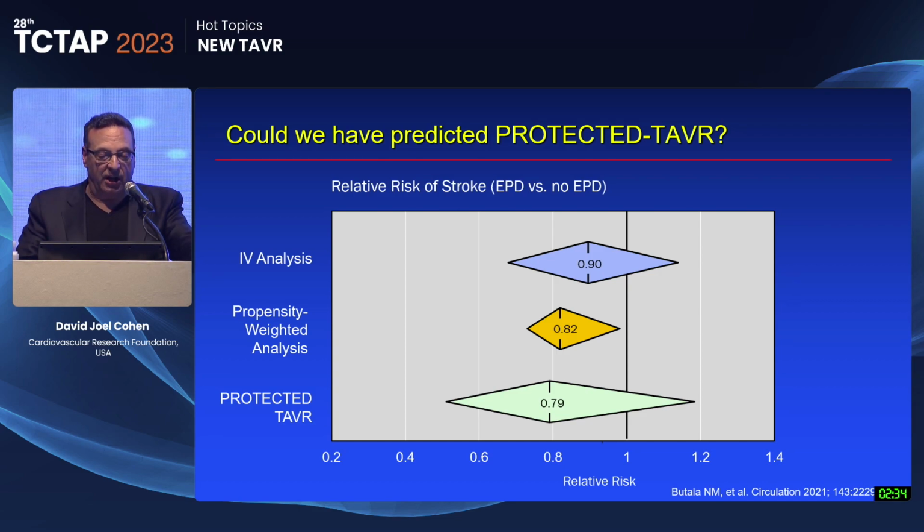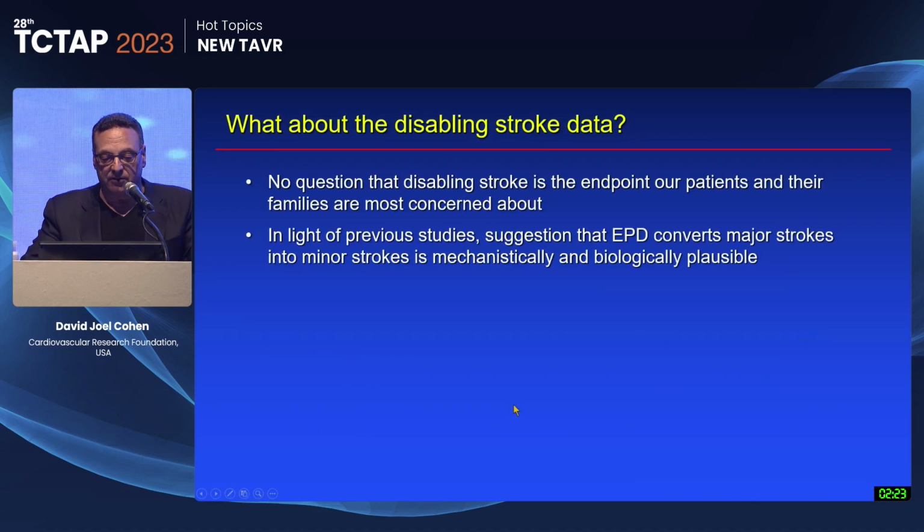And I think one of the challenges with PROTECTED-TAVR is it was powered to detect a 50% reduction in stroke. It's very clear from the data that there's no way that we get a 50% reduction in stroke with the Sentinel device. Now, what about the disabling stroke data?